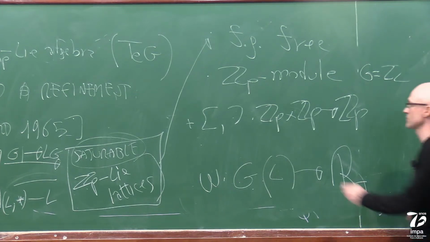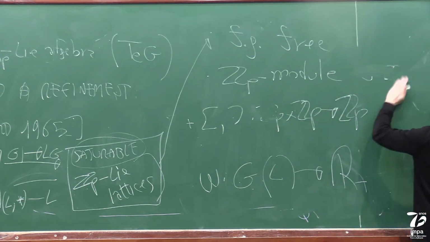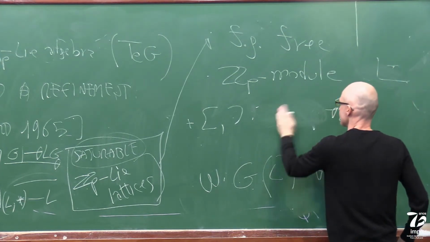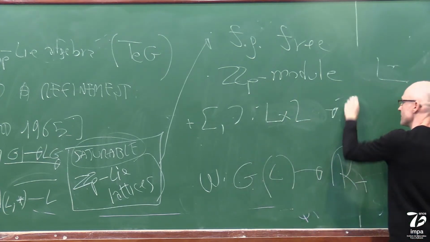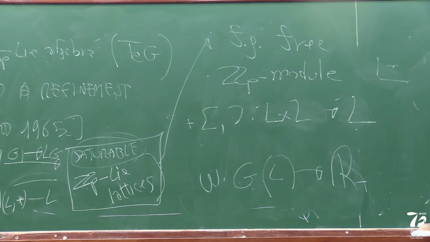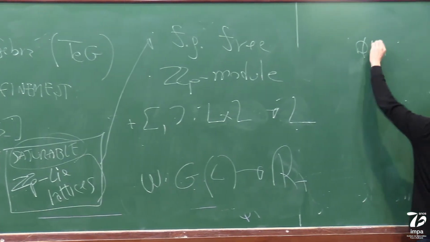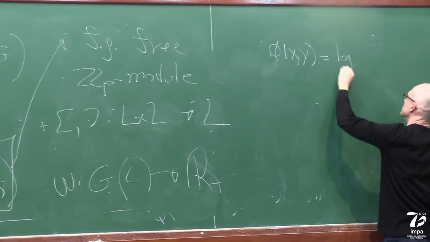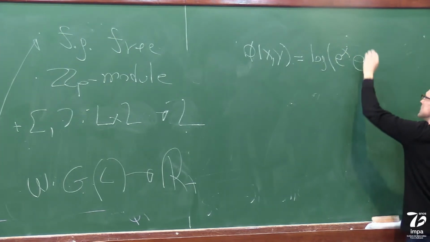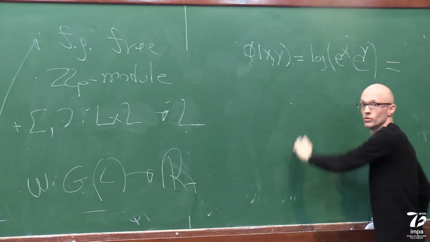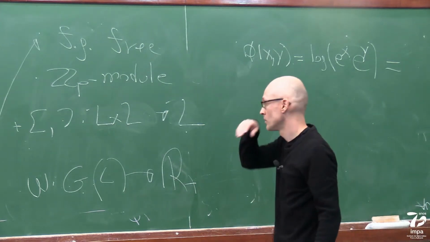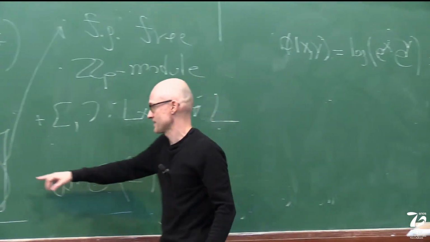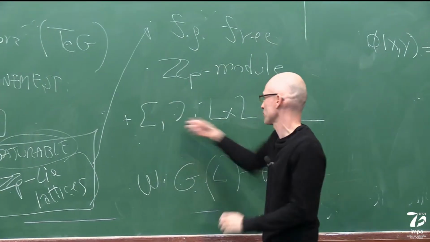The bracket is on the module, yes, on L. And so saturability, we consider the Hausdorff series, equal to the logarithm of exp x exp y. So these are Lie lattices. It is a lattice, and it is Lie because of this bracket.